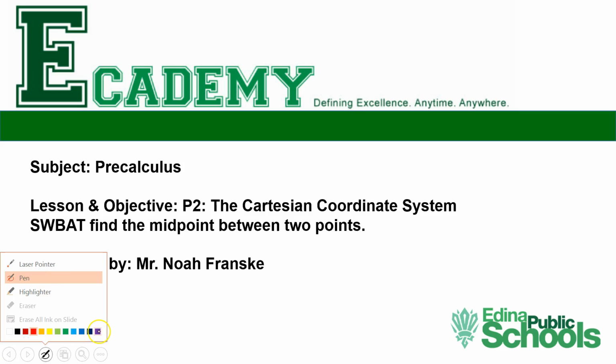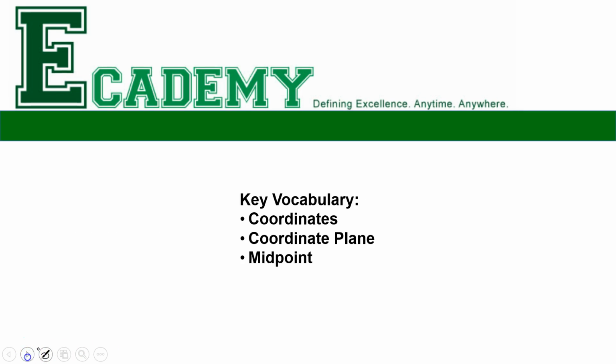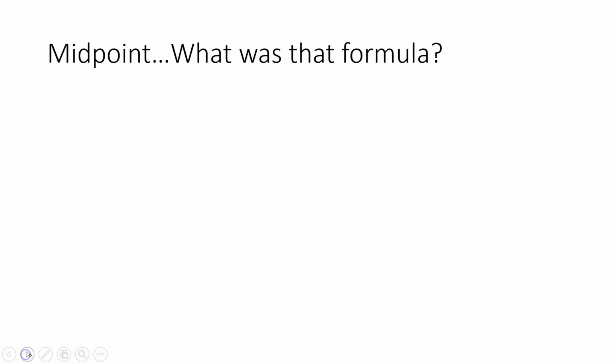Today we're going to talk about the midpoint formula. This is kind of the second part of P2 here. So we just finished talking about the distance formula, now we're going to do midpoint. So vocabulary we need to know here: the coordinates, the coordinate plane, and the midpoint between two coordinate pairs. So that midpoint formula, again, one of those things that you probably knew at some point, but you just can't quite remember what it was.